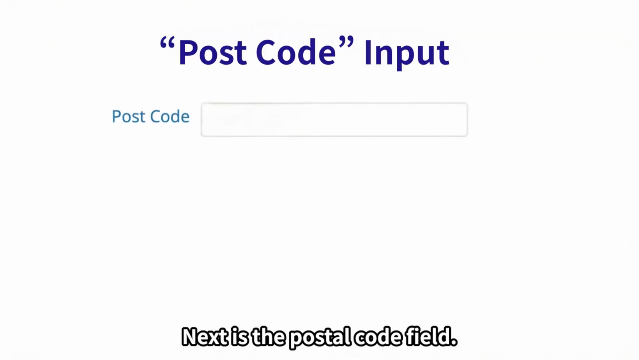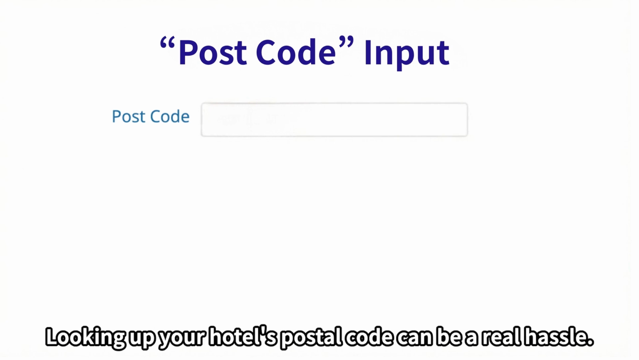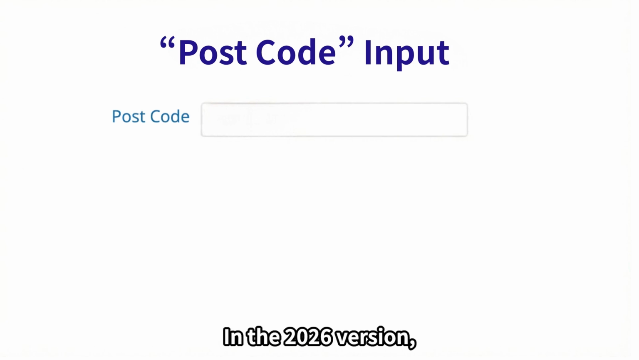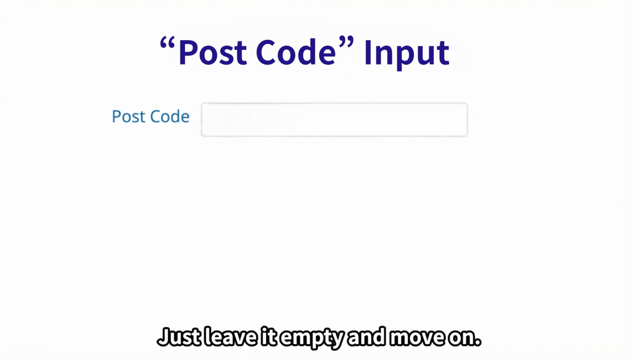Next is the postal code field. This also has no red asterisk and is optional. Looking up your hotel's postal code can be a real hassle. In the 2026 version, this can be left blank, so there's no need to go searching for it. Just leave it empty and move on.